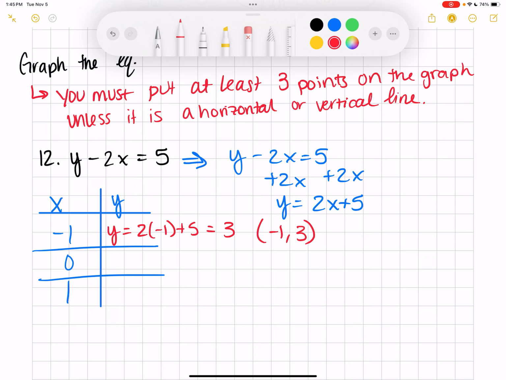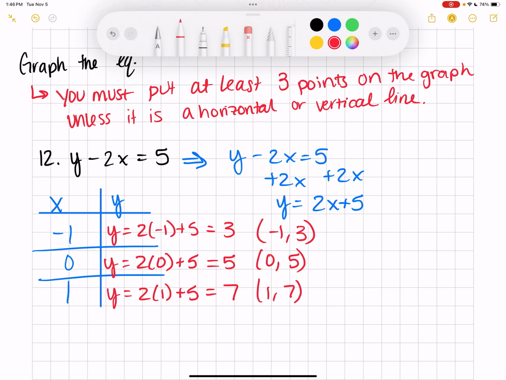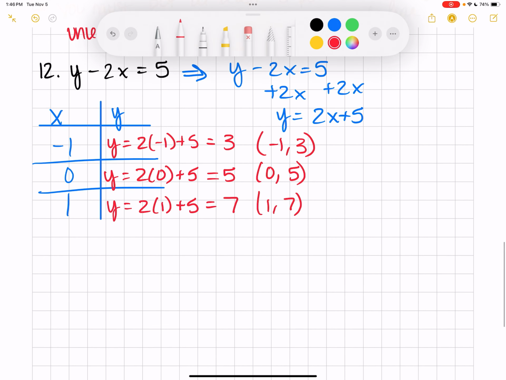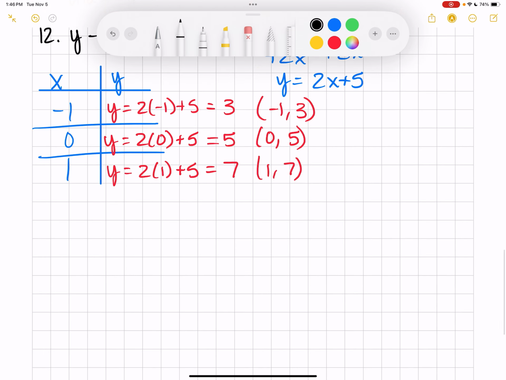Next, I'm going to plug in 0. So y equals 2 times 0 plus 5. What is that? 5. So this is the point (0, 5). And plug in 1. y equals 2 times 1 plus 5, which is 7. So that's the point (1, 7). So I am going to graph this now. I'm going to set up a graph here.